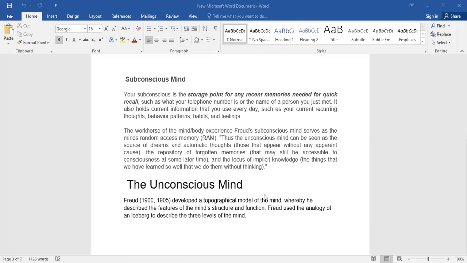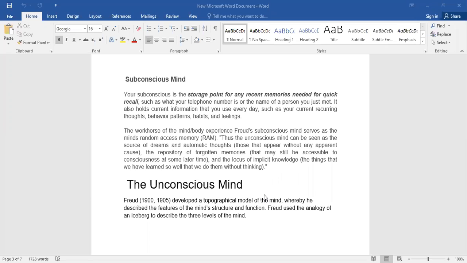Now let us move forward towards the second point, or the second part of the brain, and that is called subconscious mind. Your subconscious is the storage point for any recent memories needed for quick recall. Suppose in subconscious mind we store recent memories that we may easily recall them, such as what your telephone number is or the name of a person you just meet. Suppose you are going to meet a person and after a few minutes or after an hour, when you are asked the name of a person, then you may easily recall it in your memory.